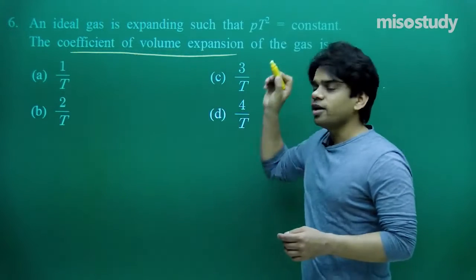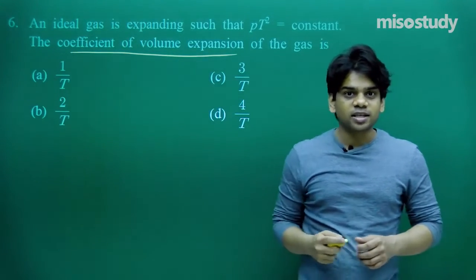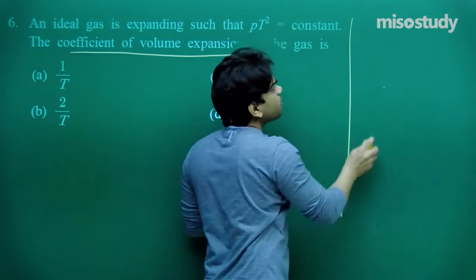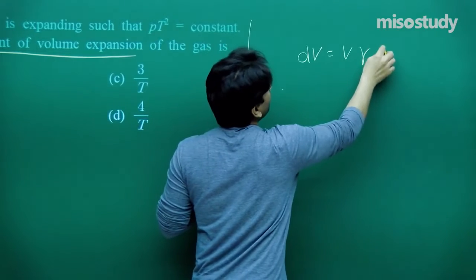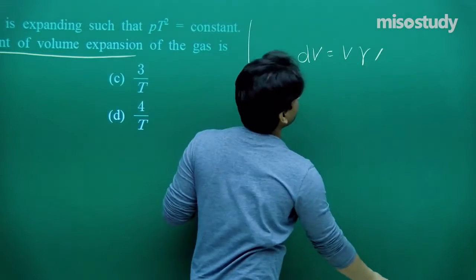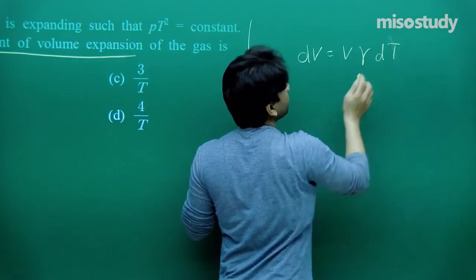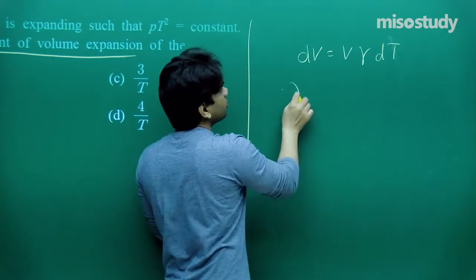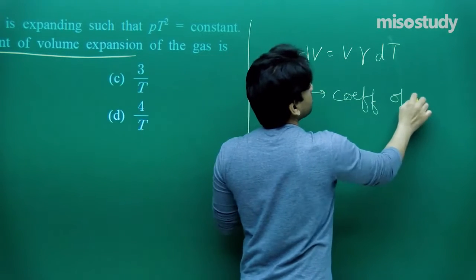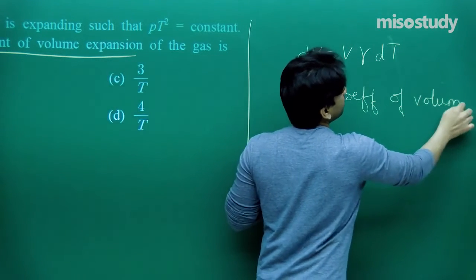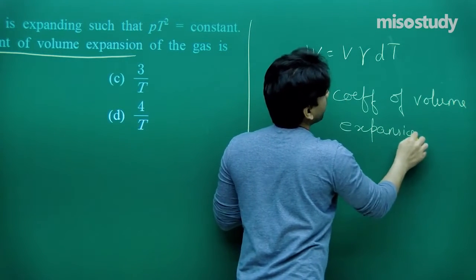See, first, what is the coefficient of volume expansion? You must have known in the chapter on expansion that volume expansion is given in this way: dV is equal to V γ dT. A small change in volume is equal to V γ dT, where γ is the coefficient of volume expansion. This is what we have learnt in our regular session.